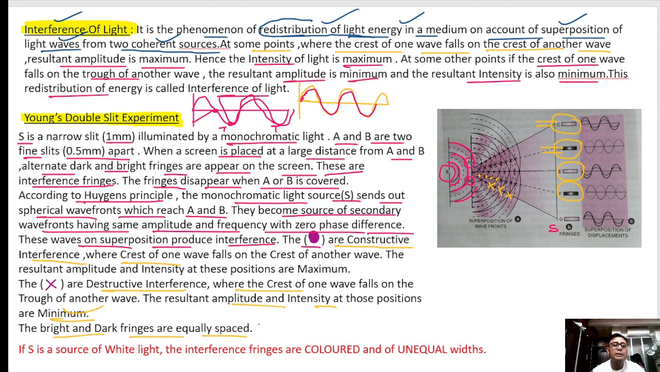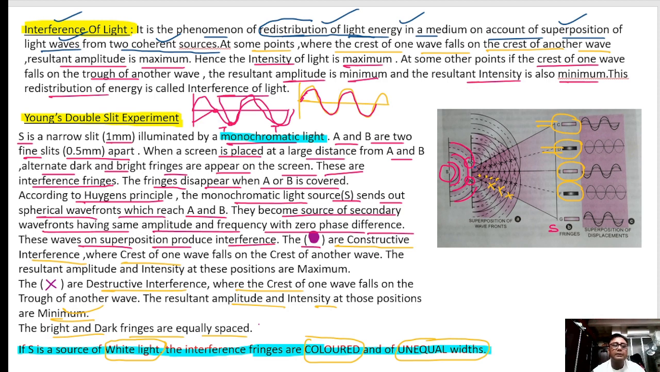And please note here one thing: if S is a source of white light, the interference fringes are colored and of unequal widths. Please note, this is very, very important. I told you that in the source S you have to use monochromatic light. Please watch here, we are using monochromatic light. But if you use white light, then your fringes will be colored and of unequal widths.